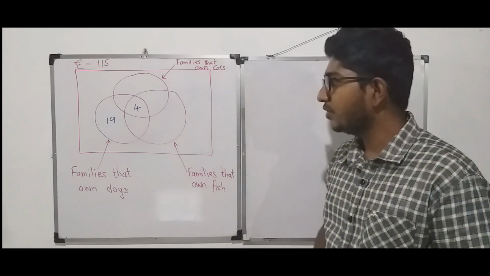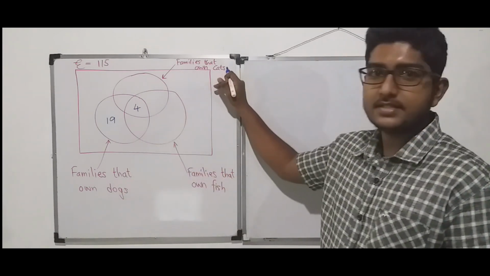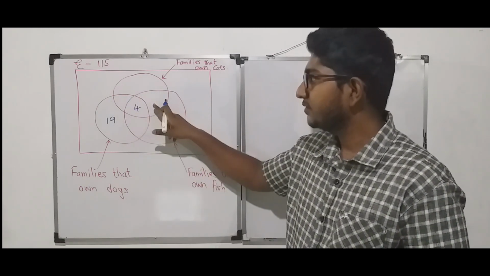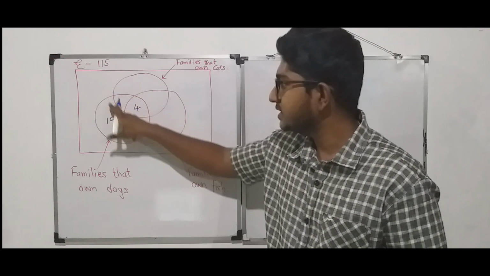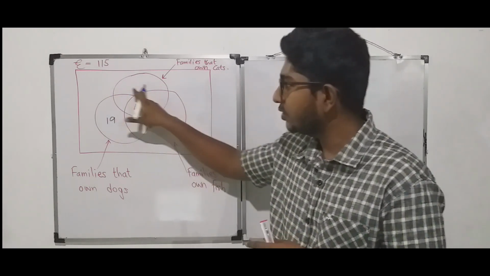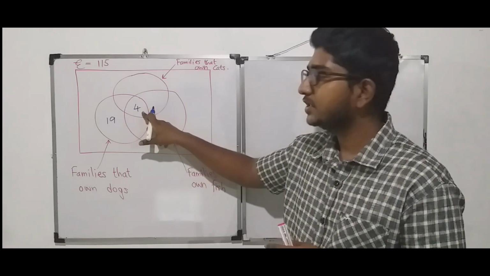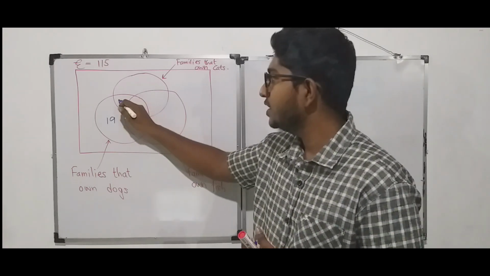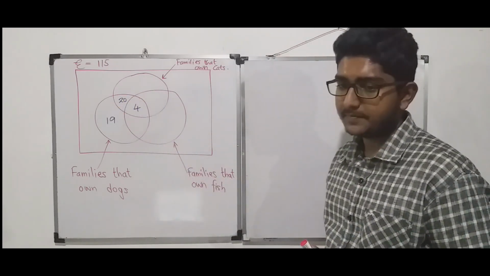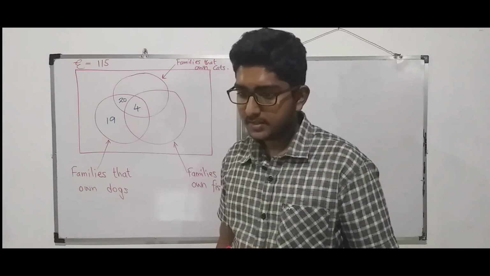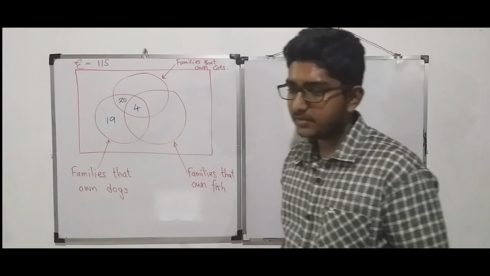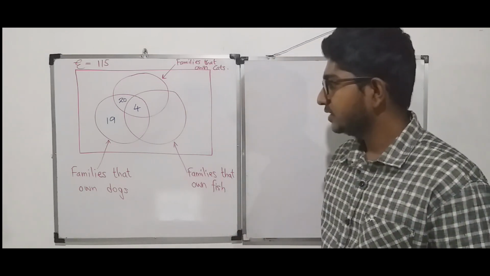So 24 own both dogs and cats. This is the region. But we have already included 4 in this region. Even though we have 24 to include in this oval, we have already included 4. So 24 minus 4, 20 is the number we have to include in this region. Next data is 21 families own both dogs and fish.